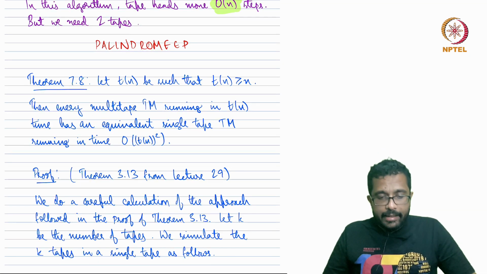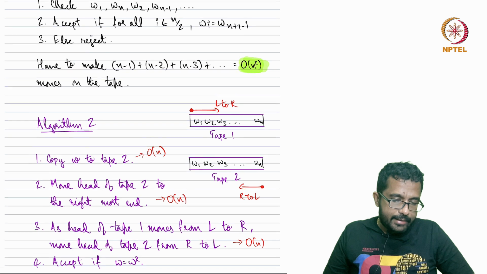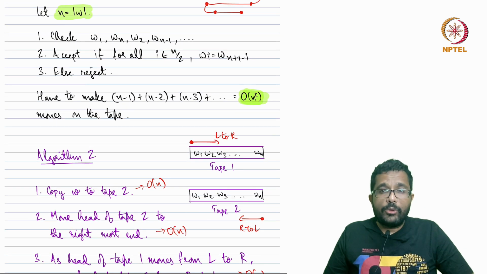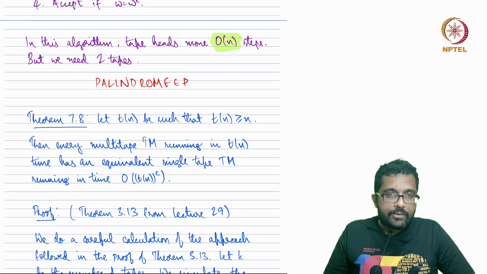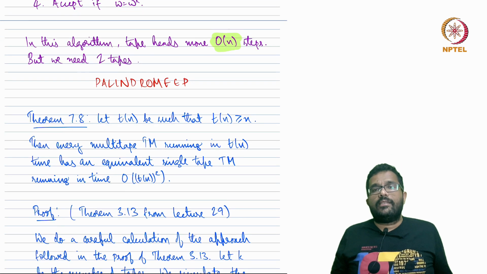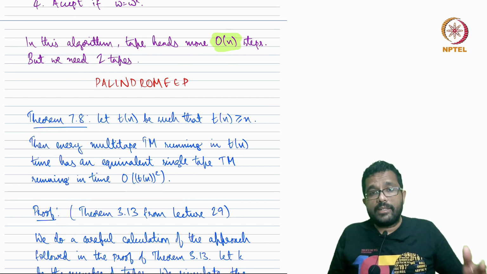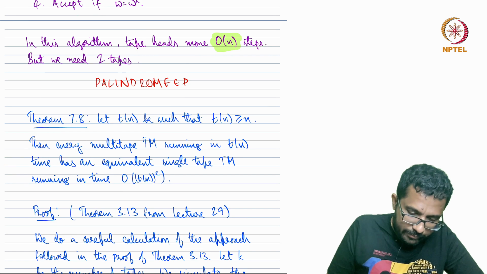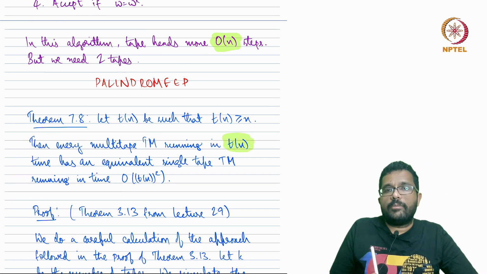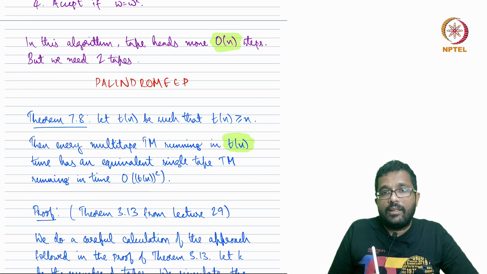So we saw that palindrome takes n time on a 2 tape machine but n squared time on a single tape machine. Now let us try to generalize this. So suppose there is a multi-tape deterministic Turing machine that runs in time T(n), a multi-tape deterministic Turing machine that runs in time T(n).